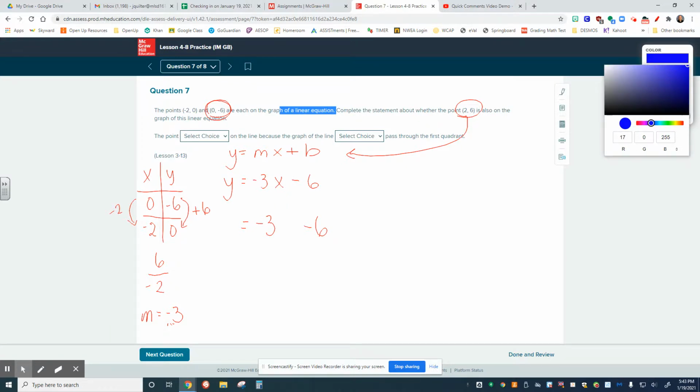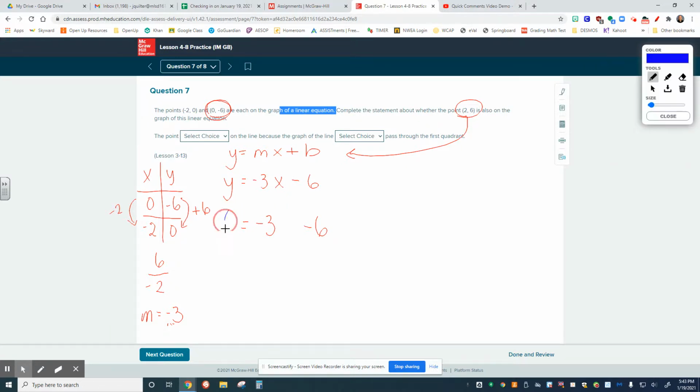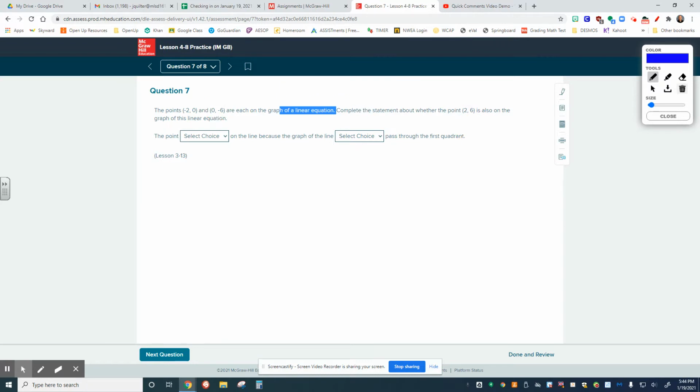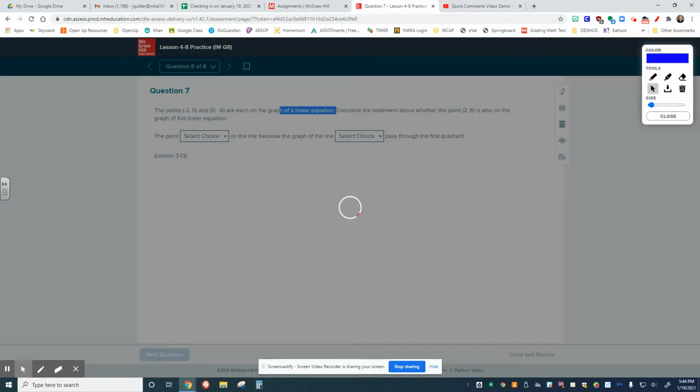And now I need to plug in my y and my x. In this case, y is 6 and x is 2. And I need to see if this makes a true statement. If this is true, then we would say the point is on the line. If this is false, then we would say the point is not on the line. So finish the math to figure that one out, and then join me on the next problem, problem 8.